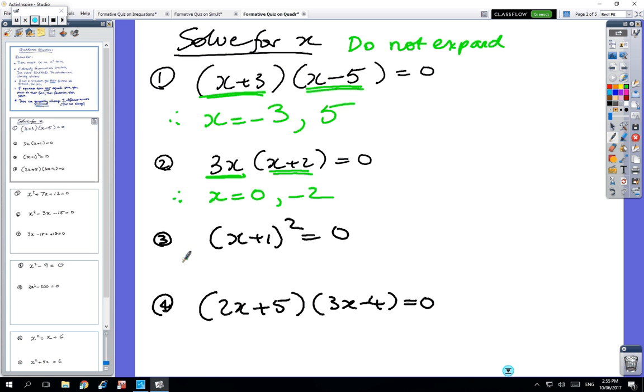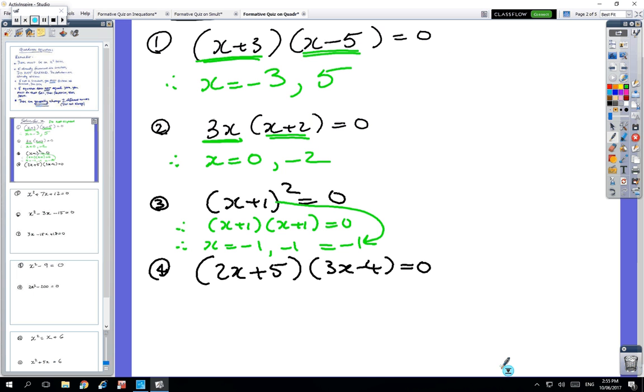Okay, this one here, this is like having two brackets that are exactly the same. And so the answer is -1 for both of them, so you just write down -1 once. So you can go straight from the first line and there's only one answer because both brackets give you the same answer.